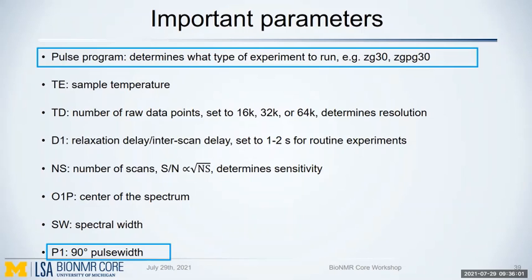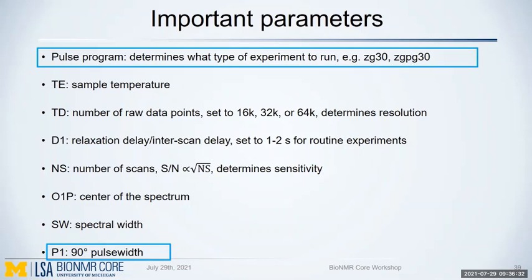And the number of scans is actually the parameter that determines your sensitivity. The signal to noise ratio is proportional to the square root of the number of scans. So if you increase the number of scans, you'll get higher sensitivity. This is especially useful if you have a low amount of sample and you want to run a long experiment to get enough sensitivity. O1P is the center of your spectrum, SW is the spectrum width, and P1 is the 90-degree pulse.